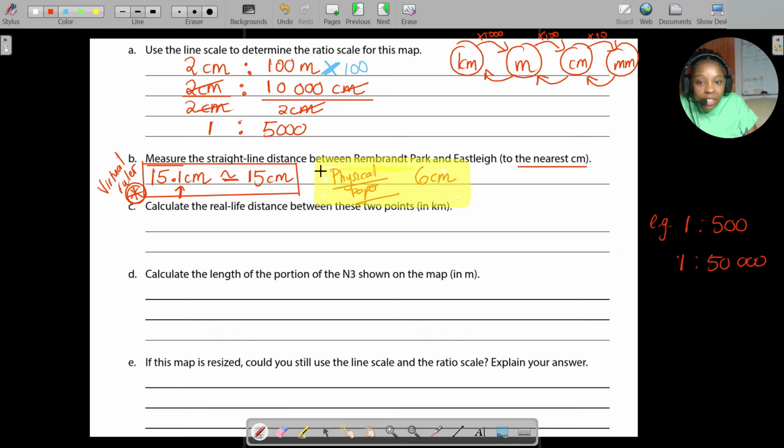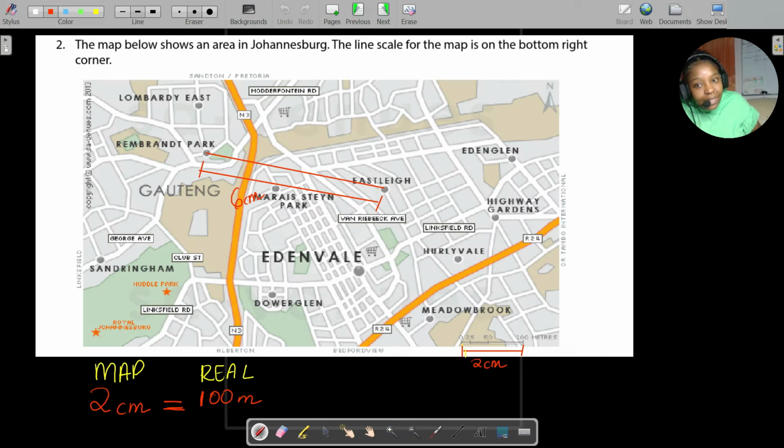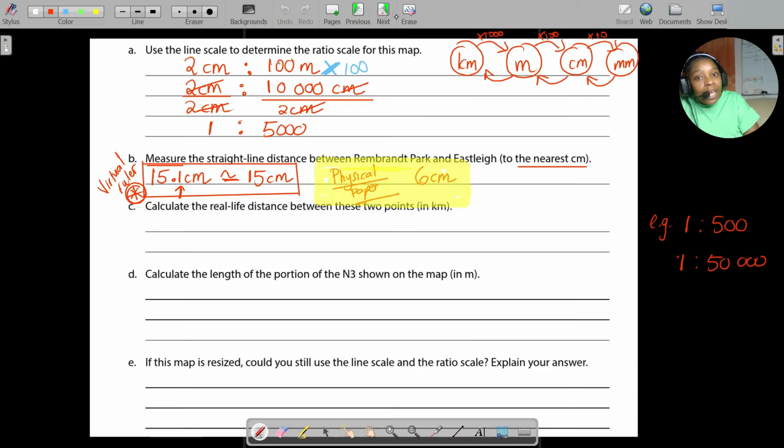Calculate the real life distance between these 2 points in kilometers. Remember, we already know that this map uses a line scale. We determined from the line scale that 2 centimeters on the map is equal to 100 meters. Or you can use the ratio scale, since we've already converted this line scale into a ratio scale, 1:5,000. Whichever one you want to use is still fine, provided that you've converted it correctly. Let's start with the initial one that was given to us.